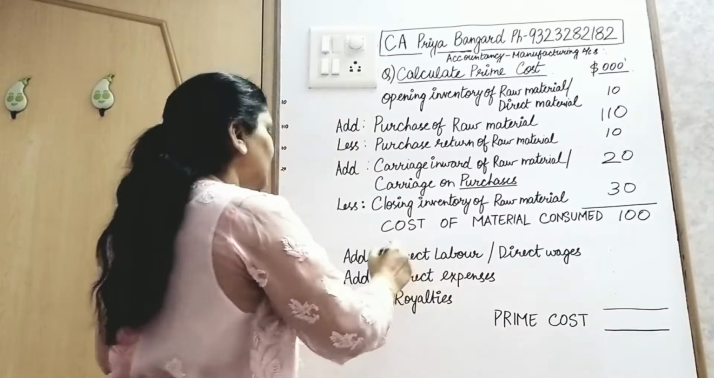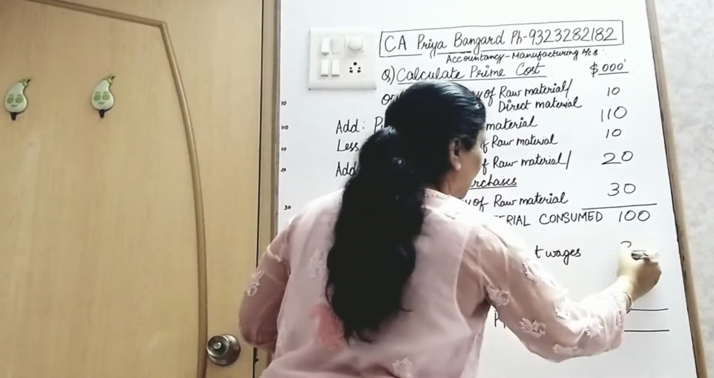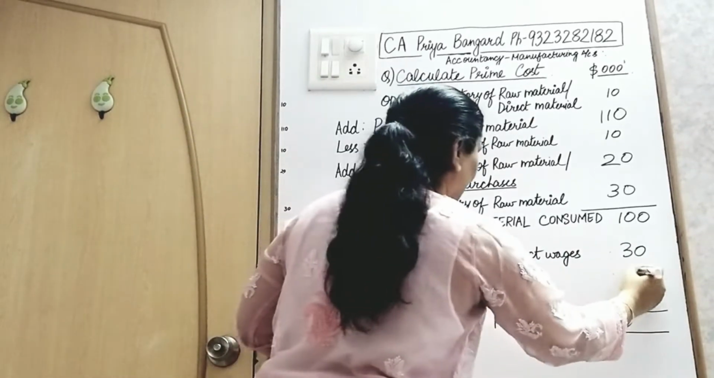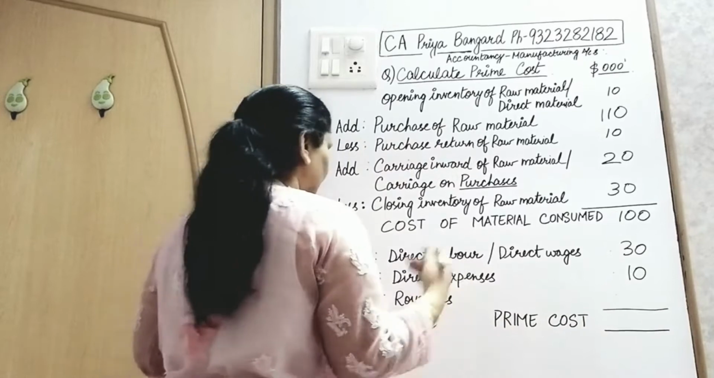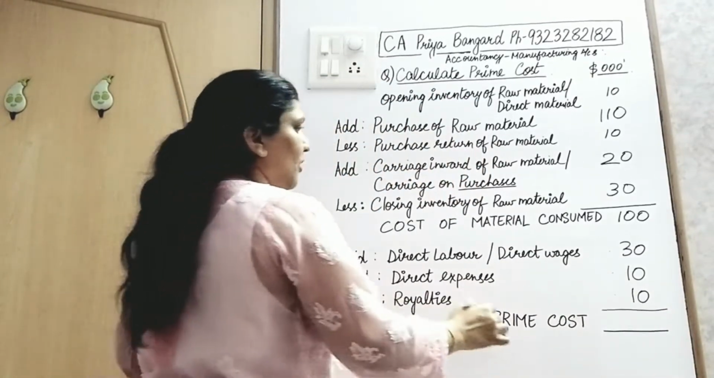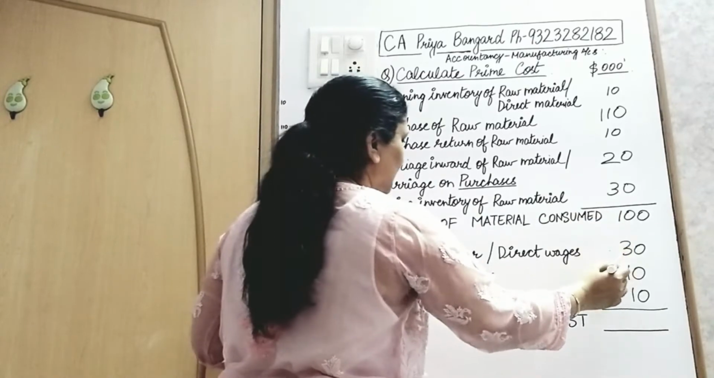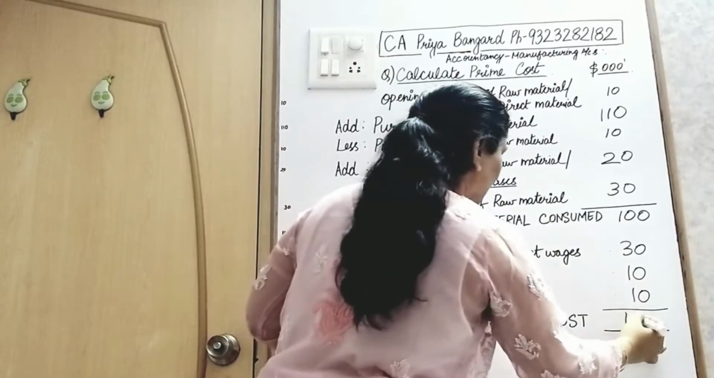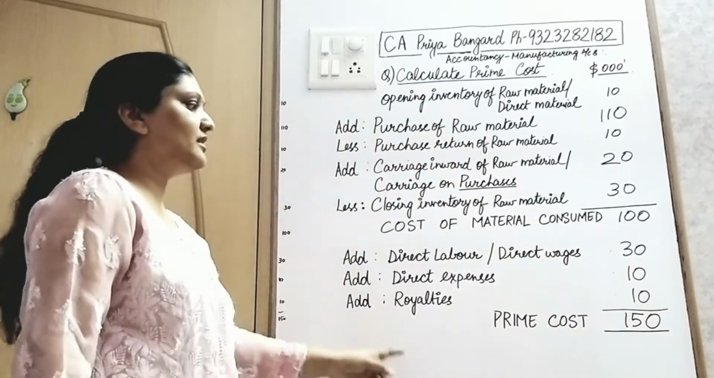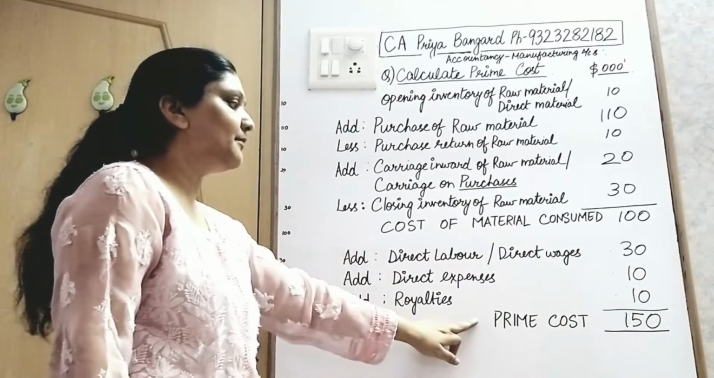So for example, direct labor is given as 30, then direct expenses are given as 10 and royalties, for instance, are given as 10. So what will be my prime cost? 100 plus 30 plus 10 plus 10, that is 150. This is how we solve a sum to get prime cost.